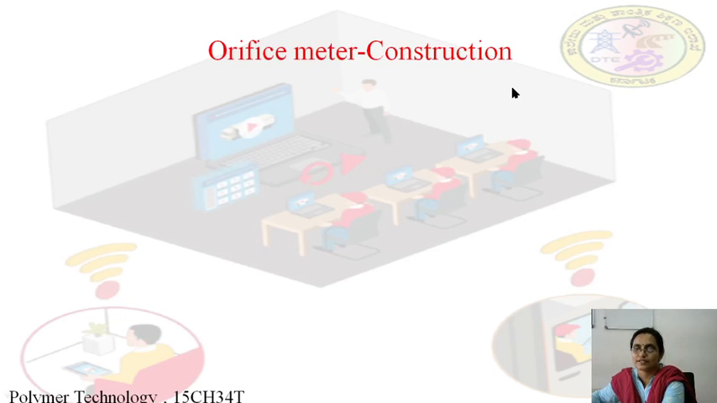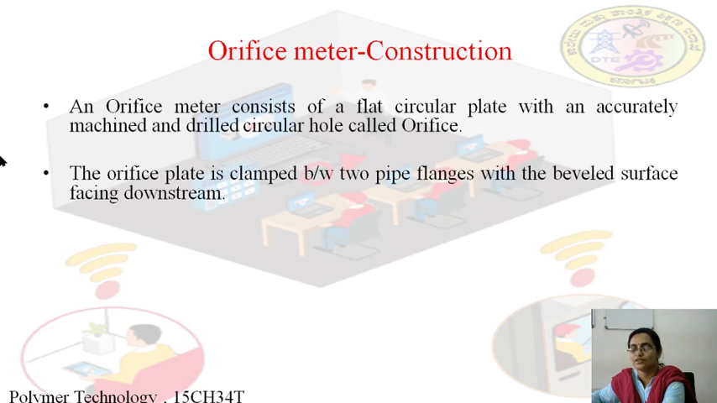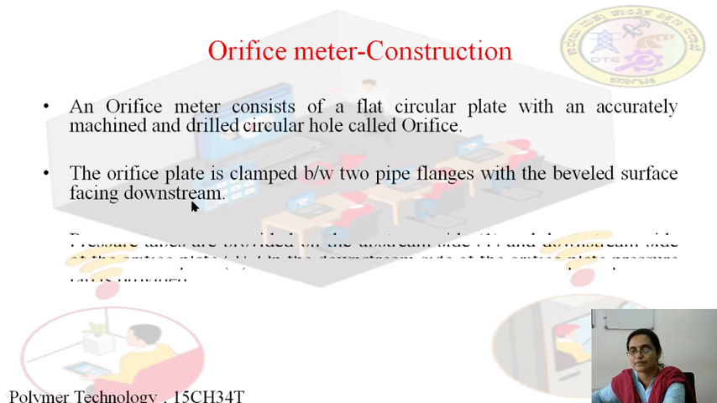Orifice meter construction. An orifice meter consists of a flat circular plate with an accurately machined and drilled circular hole called an orifice. The orifice plate is clamped between two pipe flanges, with the beveled surface facing downstream.